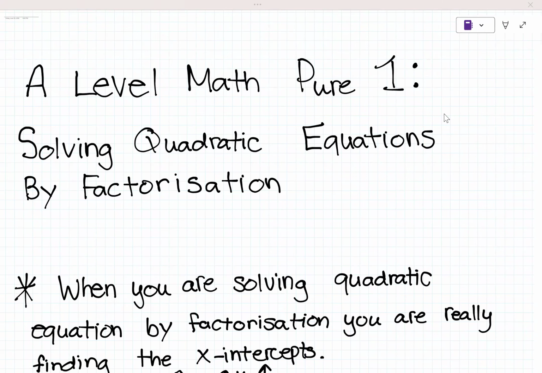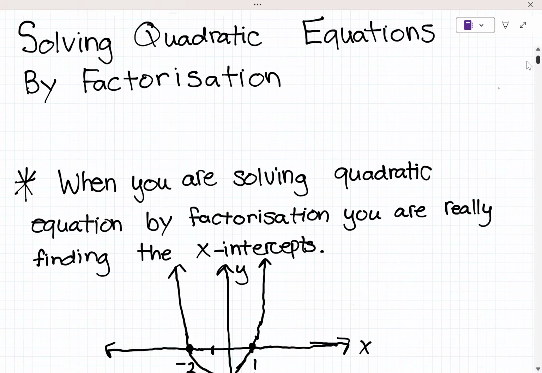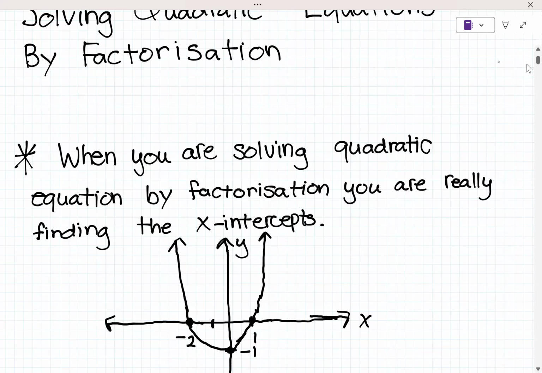Okay, so before we start, there are some key notes I want you to write down, and listen. The first keynote is when you're solving quadratic equations by factorization, you're really finding the x-intercepts. So if they ever tell you solve, they really just mean find the x-intercept.